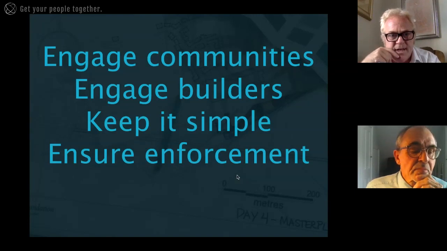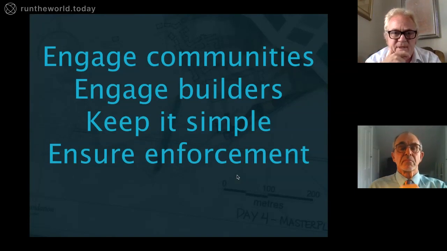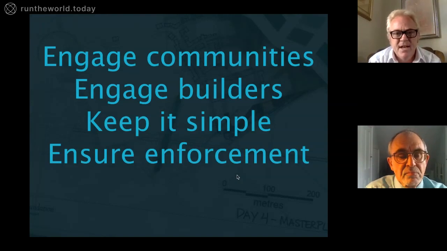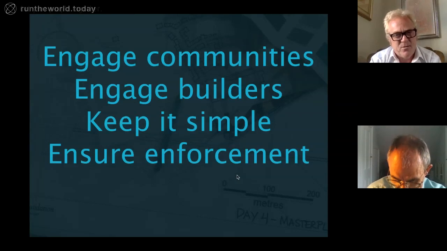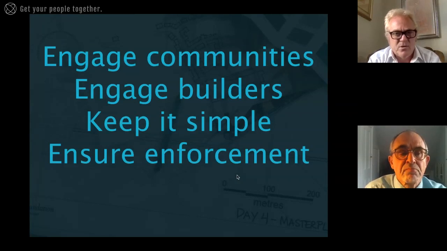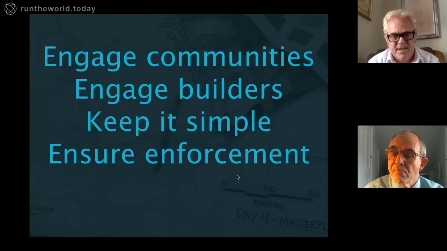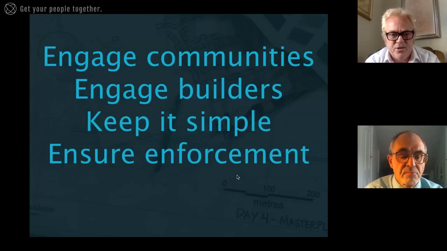Just a few takeaways. We think it's very important when writing design codes to properly engage communities in helping them tell you about their place. Very importantly, engage builders, because they know what build costs are, materials, what's available, supply chains, very important. Keep it simple. We've written some codes that are a bit too complicated and they turn everybody off and get people confused. So just focus on 6 or 7 key building types and make sure you can enforce.